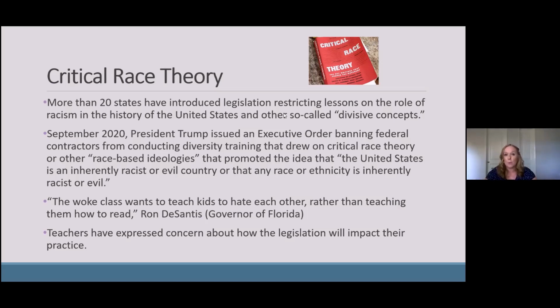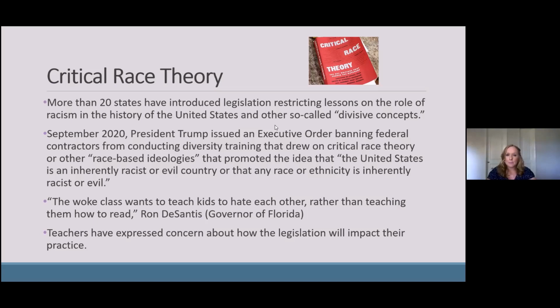But currently we have more than 20 states that have introduced legislation restricting lessons on the role of racism in the history of the United States and, quote unquote, divisive concepts. And it's interesting because the IAP book that our page proofs just came back yesterday for, the book that's coming up, we were reading it last night. And it's interesting because we talked about critical race theory in the book, and it had attention, but not the same amount of attention as it does now, but it's still incredibly appropriate.